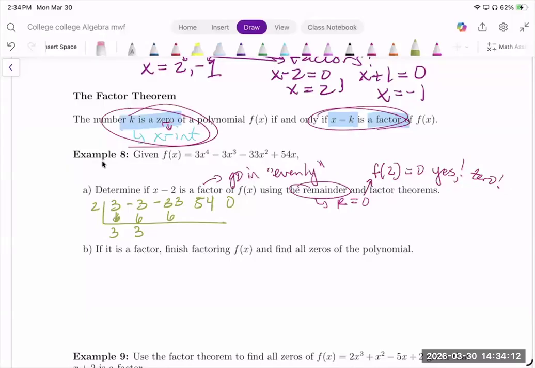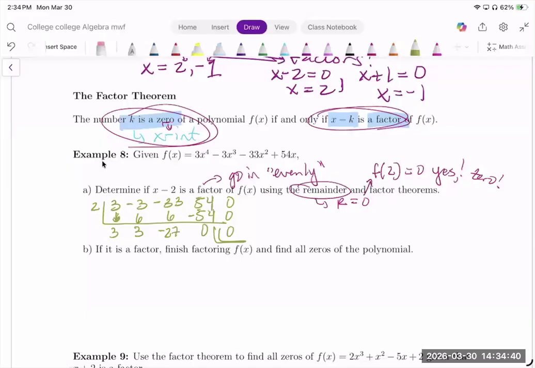-33 plus 6 is what? -27? Double check my math here since I don't have y'all. 33 and 6, yeah, -27. Then times 2 is -54. Oh yeah, look. Okay, and then that's 0. 2 times 0 is 0, which is 0. Cool beans, right? So there's the remainder.